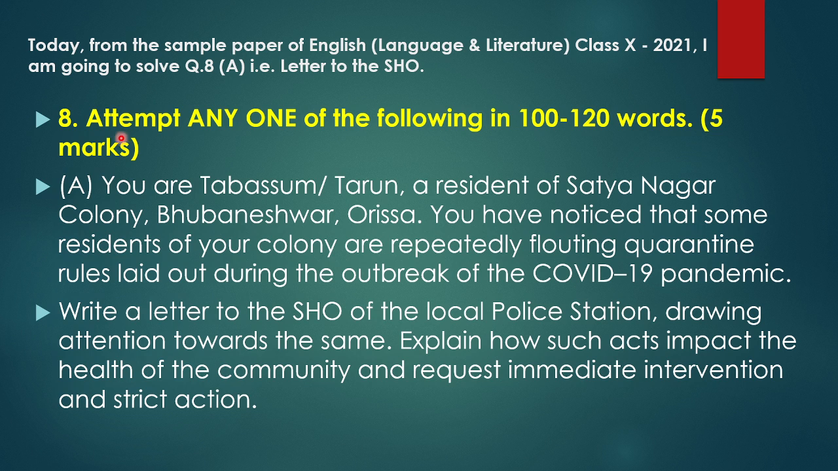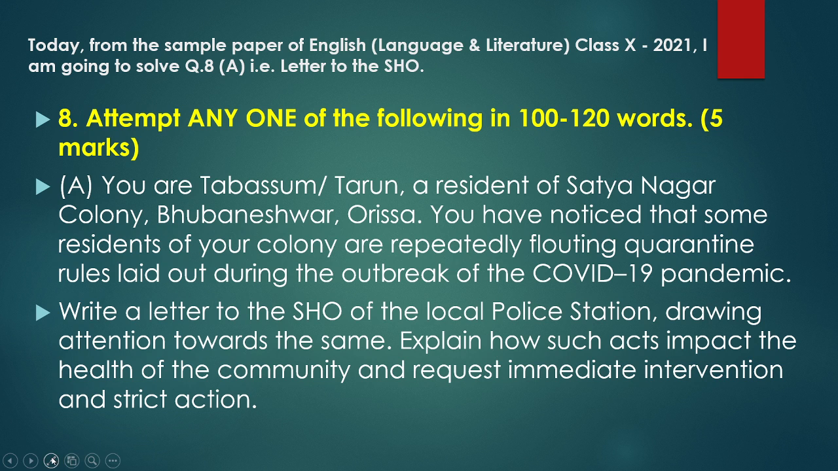So I have taken part A. You are Tabassum or Tarun, a resident of Satyanagar colony, Bhubaneswar, Odisha. You have noticed that some residents of your colony are repeatedly flouting quarantine rules laid out during the outbreak of the COVID-19 pandemic. Write a letter to the SHO of the local police station drawing attention towards the same. Explain how such acts impact the health of the community and request immediate intervention and strict action.